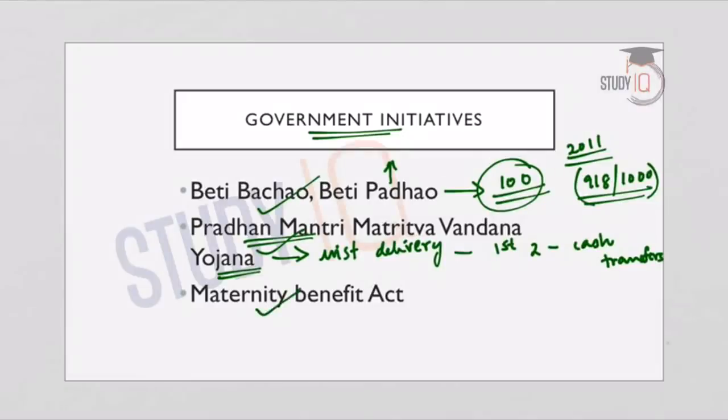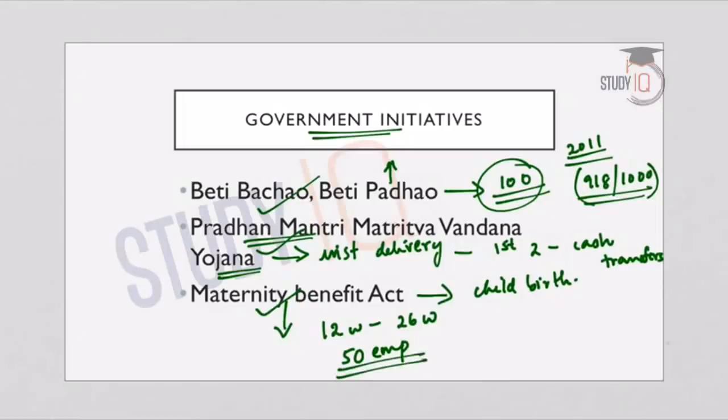And also the government has introduced the Maternity Benefit Amendment Act, which will regulate the employment of women during the period of childbirth. And under the Maternity Benefit Amendment Act, the duration of paid maternity leave has been increased from 12 weeks to 26 weeks, and a mandatory crèche facility has been made for any organization or company which employs 50 employees or more. So such initiatives from the government try to bring down the gender gap in the states.